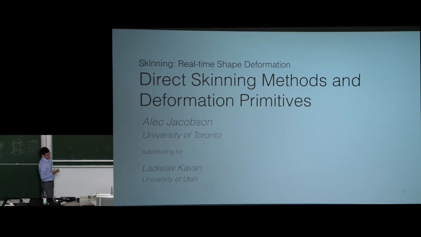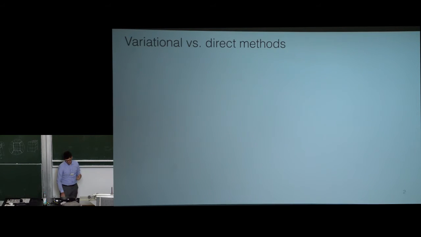So as I defined in the beginning, skinning is really broad. We can say it's any real-time deformation system controlled by an intuitive set of parameters. But we can separate these broadly into two classes: the variational or energy optimization methods and the direct methods.